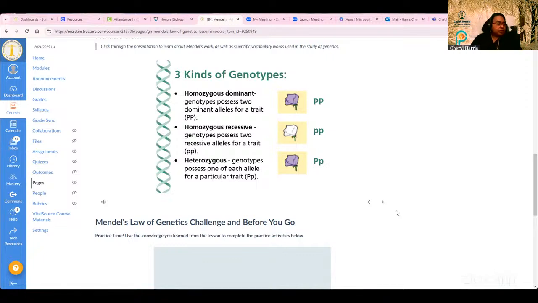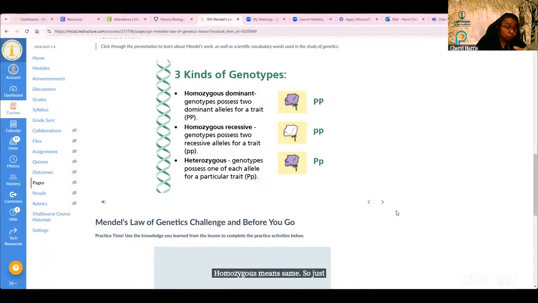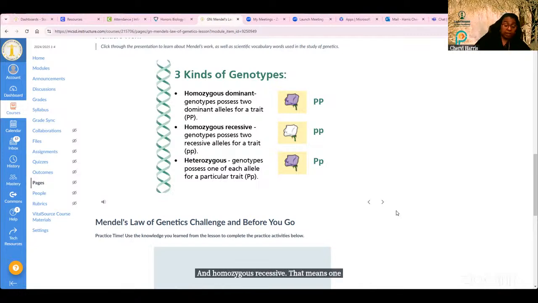Okay, so here's some more vocabulary. I tell you, there's a lot of vocabulary with this that you have to distinguish the difference between. The term homozygous has two ways to be expressed. Homozygous means same. So just know what that root word means. Homo means same. So homozygous, you can be dominant. That means both alleles are the same. And homozygous recessive, that means one allele is different to the other allele. Actually, sorry. Homozygous recessive is they're the same, but they're recessive. They're the lowercase letter.